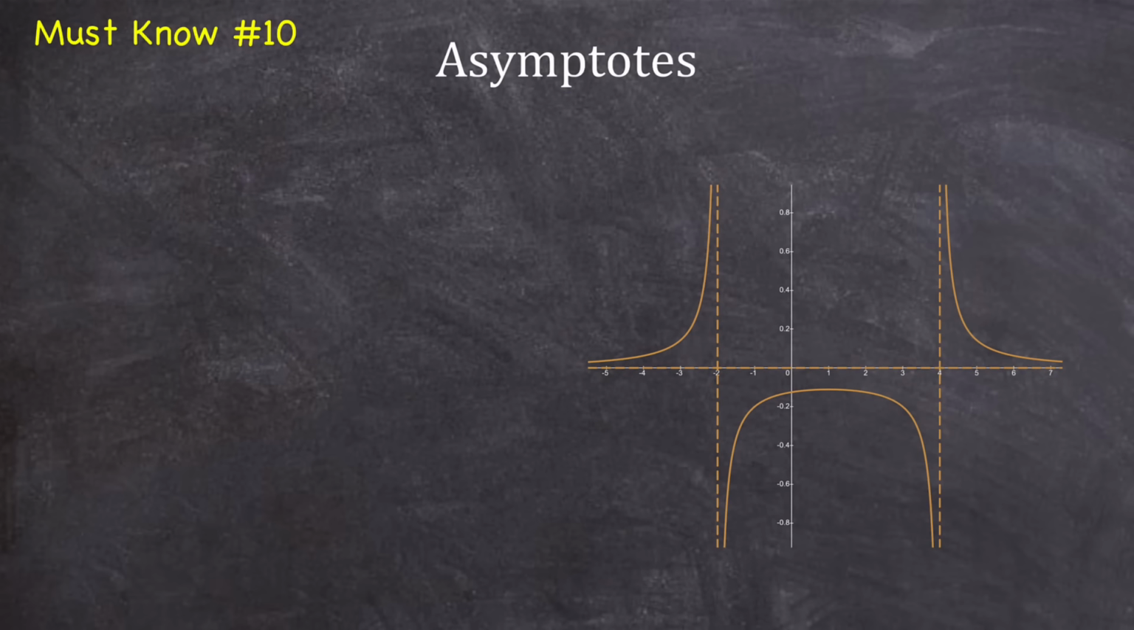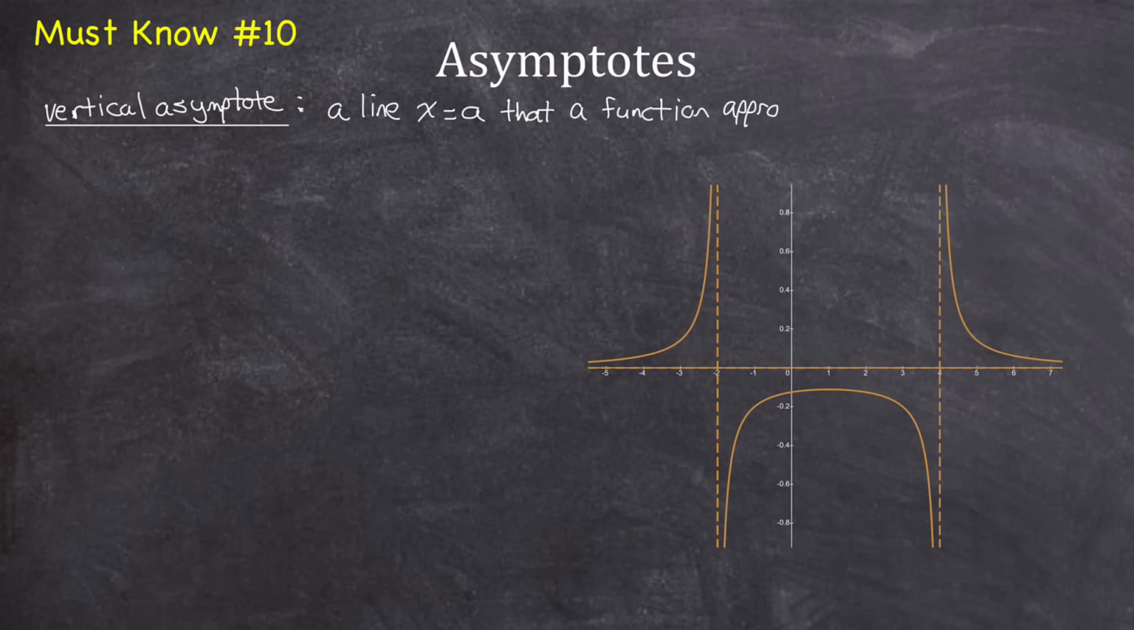Let's now go to number 10, asymptotes. A vertical asymptote is a line x equals a that a function approaches but never touches. And a line of the format x equals a number is a vertical line. So this function that we have the graph of on the right has two vertical asymptotes indicated by these two dotted vertical lines. Notice the function gets closer and closer and closer to those dotted lines, but it never touches those vertical asymptotes.